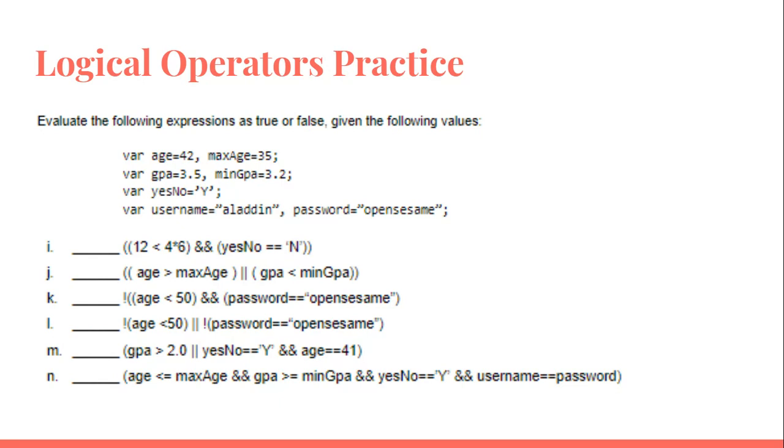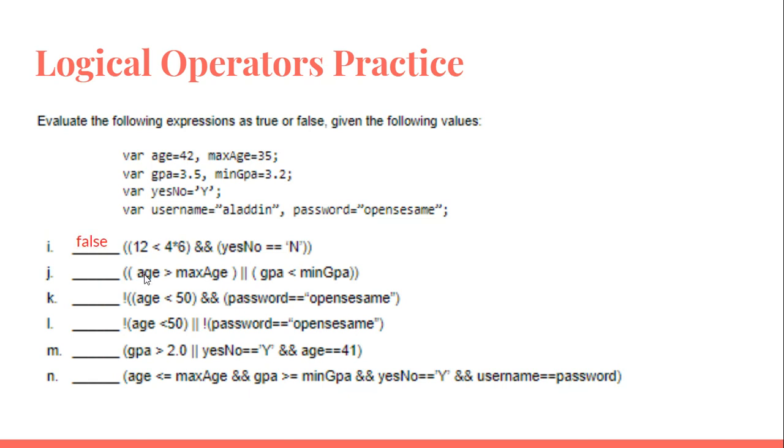Okay, so looking at the first statement, 12 is less than 24, so that's true. Yes, no is not equal to n, so that's false. So I have true and false. I need both parts to be true for an and to be true, which makes this statement false.